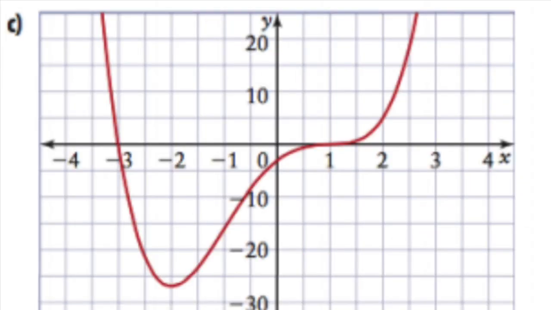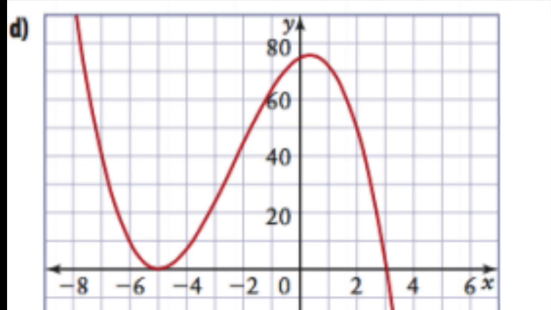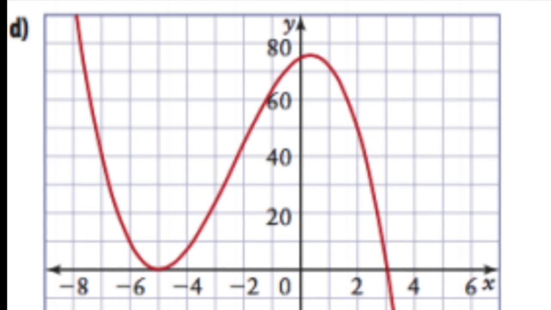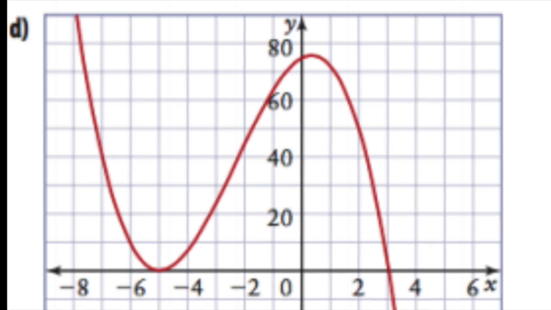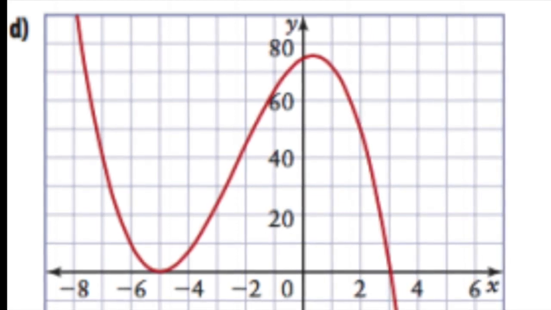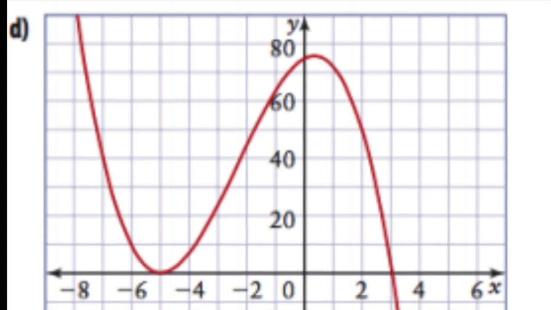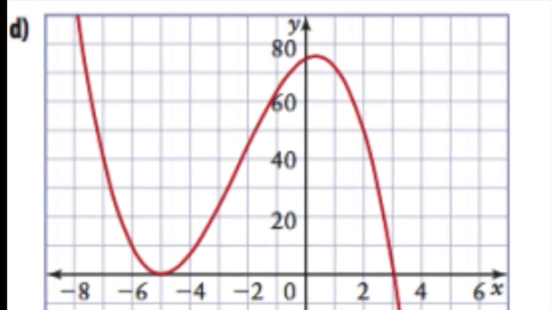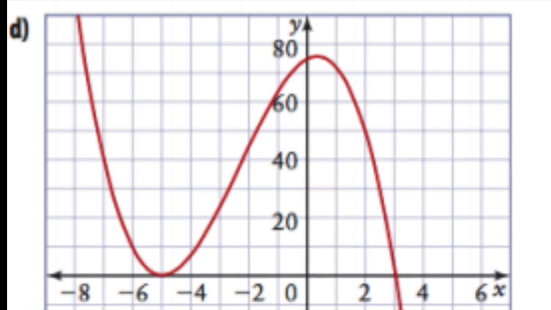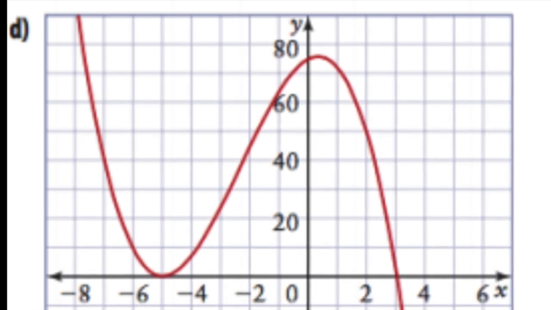We are now going to state the x-intercepts of graph C. Here, the function intersects with the x-axis at 2 points. These points are at (-3, 0) and (+1, 0). Finally, we are going to state the x-intercepts for graph D. We can tell that the function intersects with the x-axis twice. The 2 x-intercepts of this graph are at (-5, 0) and (+3, 0).